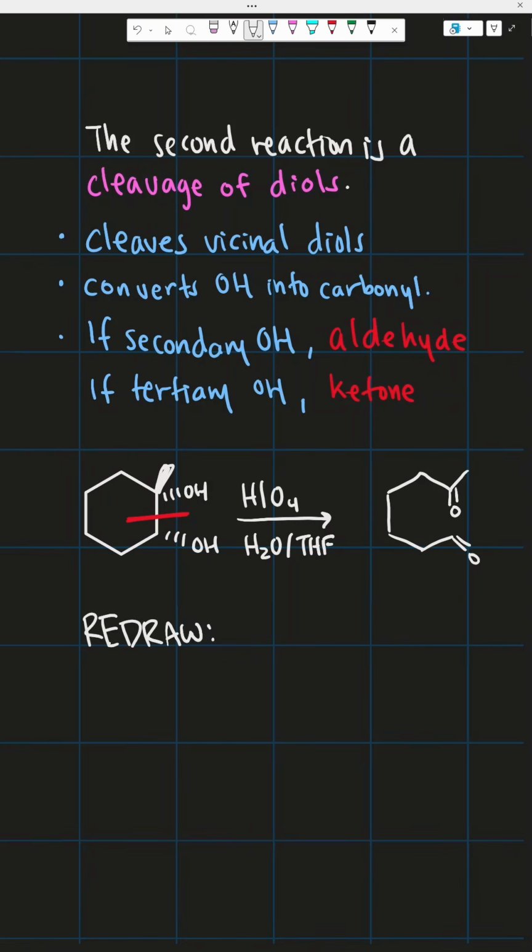Now let's redraw this to make it pretty. I will start by labeling the carbons of my ugly drawing. Then I will draw out the carbon chain and label it accordingly. Then I will place the carbonyl groups. And this is my answer.